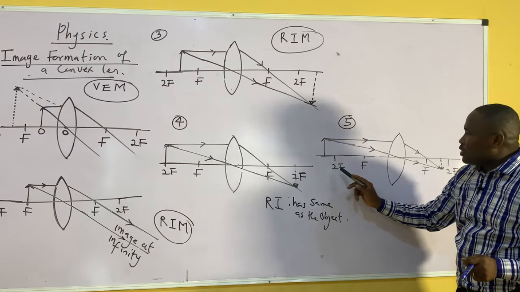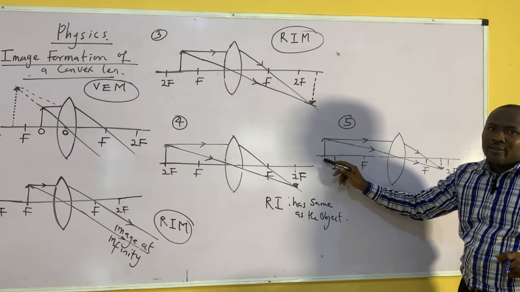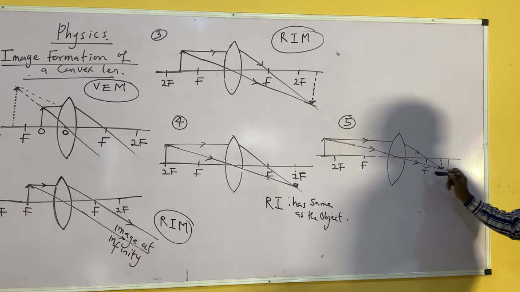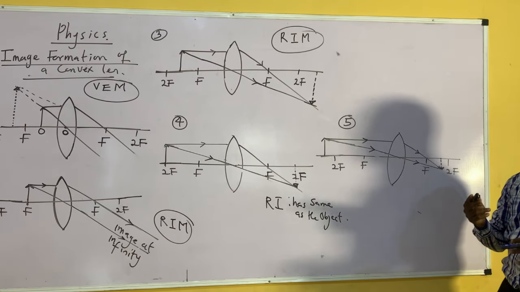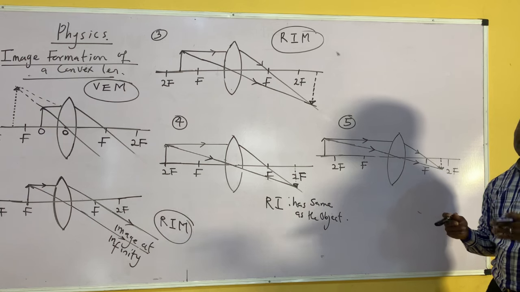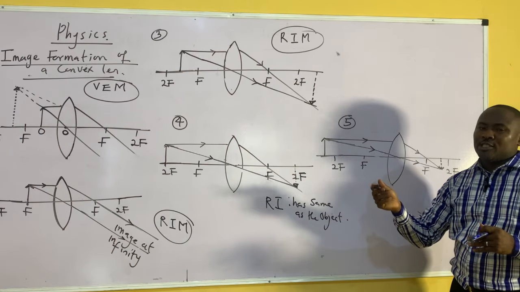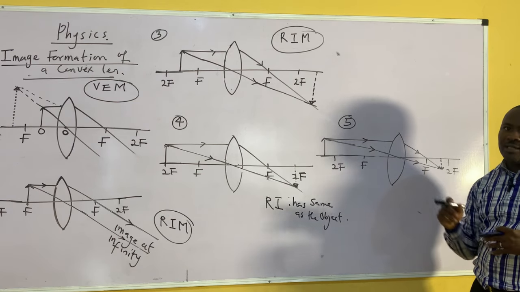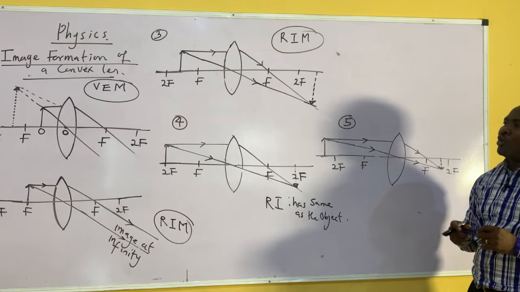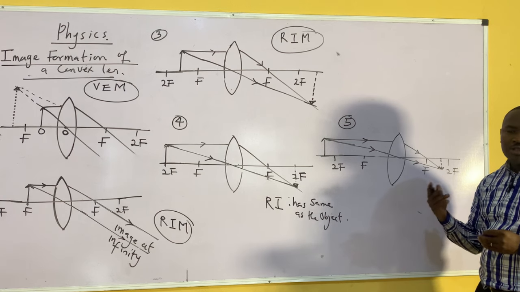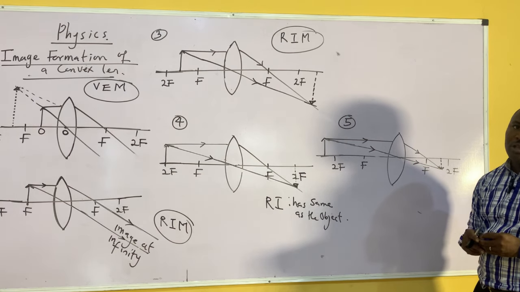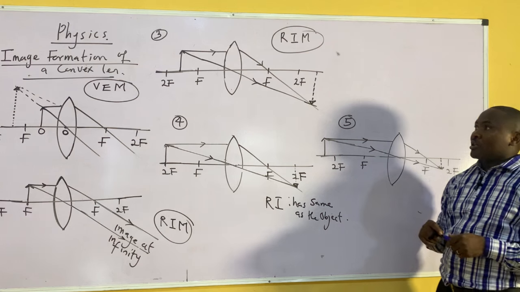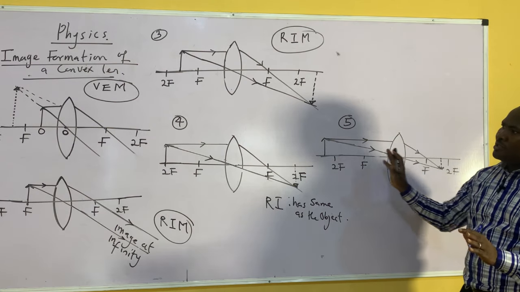Object beyond 2F, image between F and 2F is the same thing we did when we said object between C and F, image beyond C. Object beyond C, image between C and F in the case of a concave mirror. You can go and check the formation of images in a concave mirror. So all of these are important.